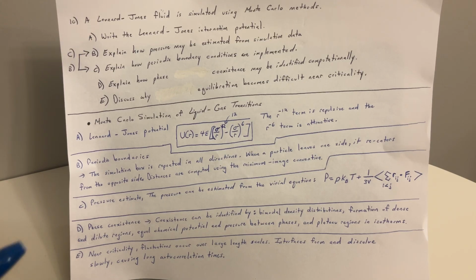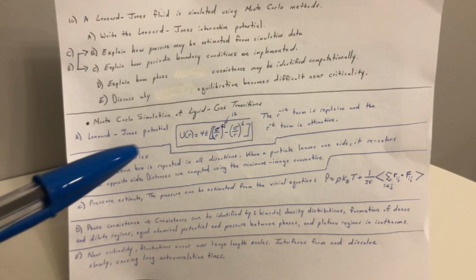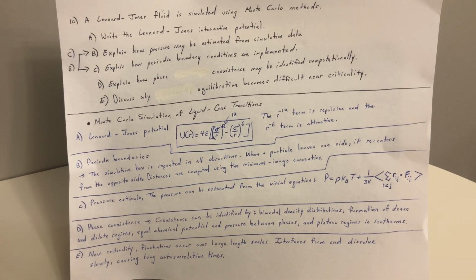So this is canonical Monte Carlo simulation of liquid-gas transitions. The Lennard-Jones potential is going to be this: U(r) equals 4 epsilon times the quantity (sigma over r) to the 12th minus (sigma over r) to the 6th. The r to the negative 12 term is repulsive, and the r to the negative 6 term is attractive. Part B and C, I switched them up.